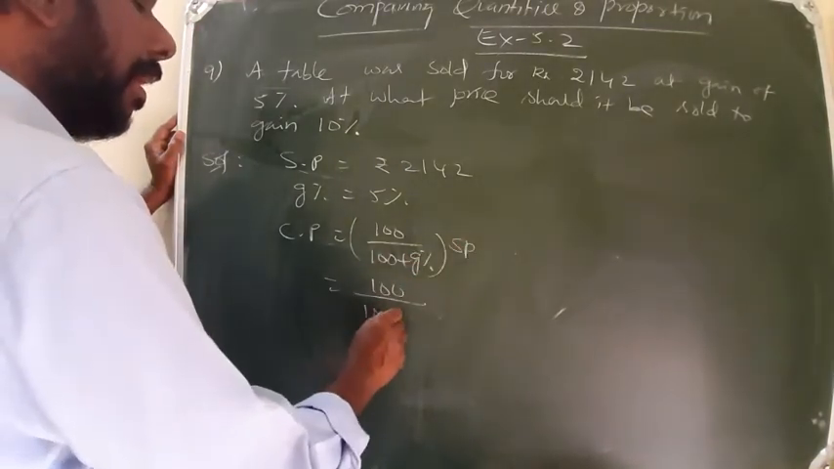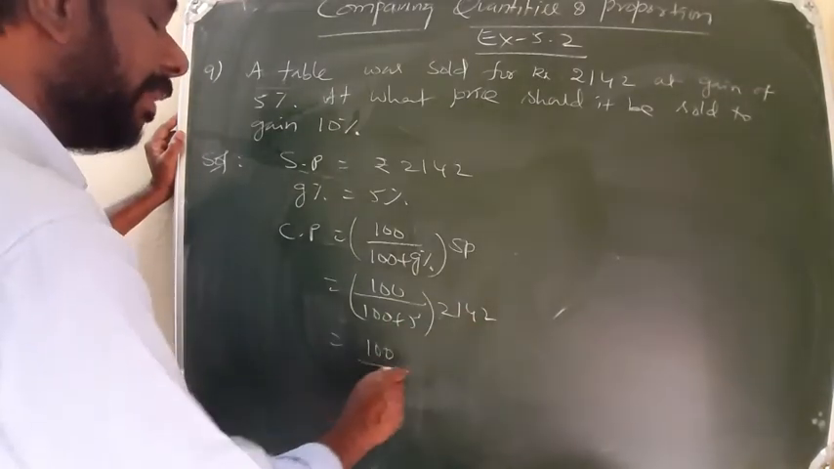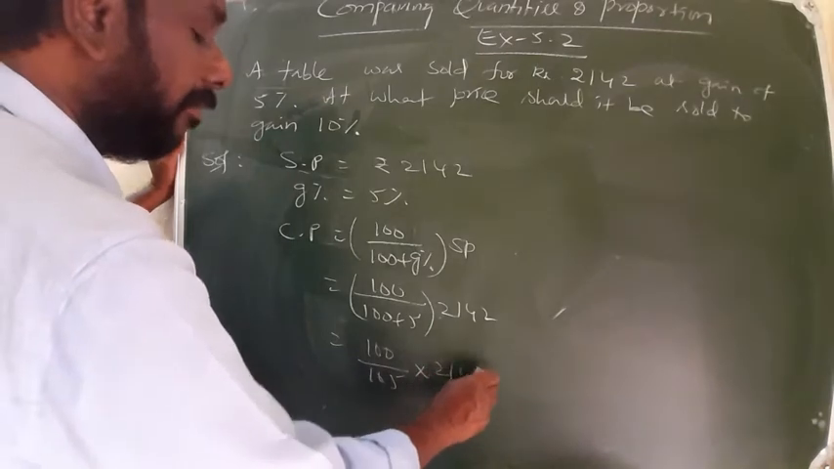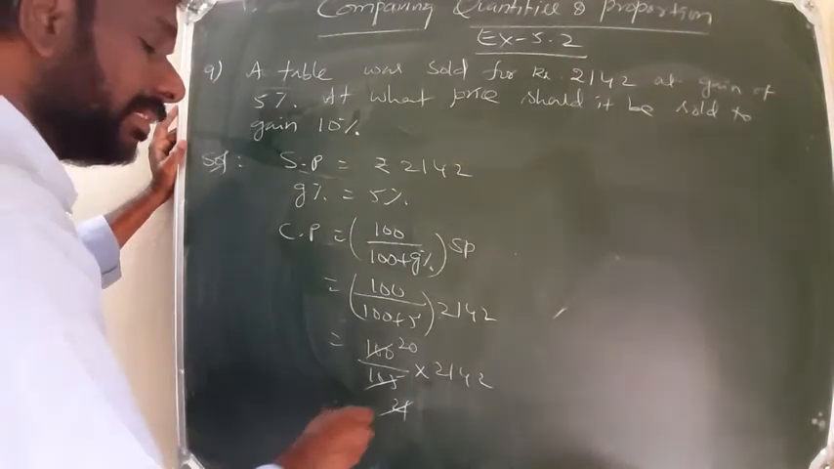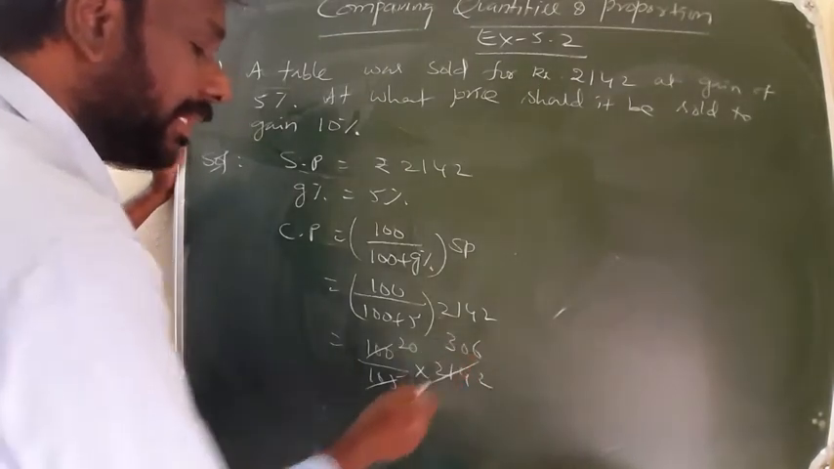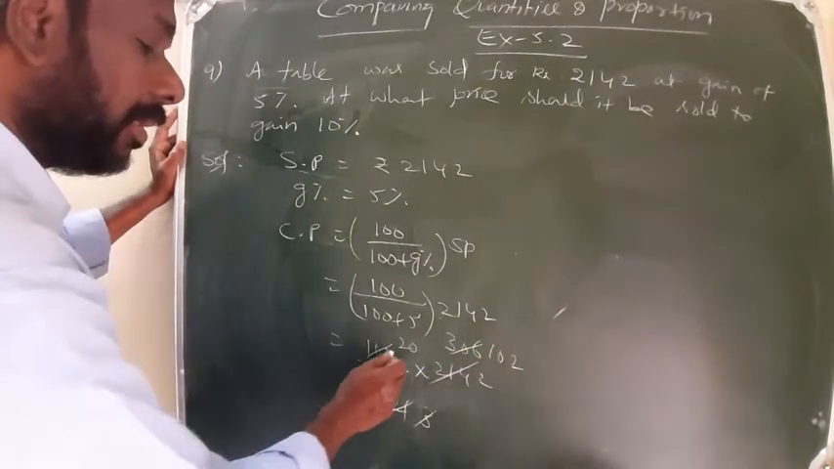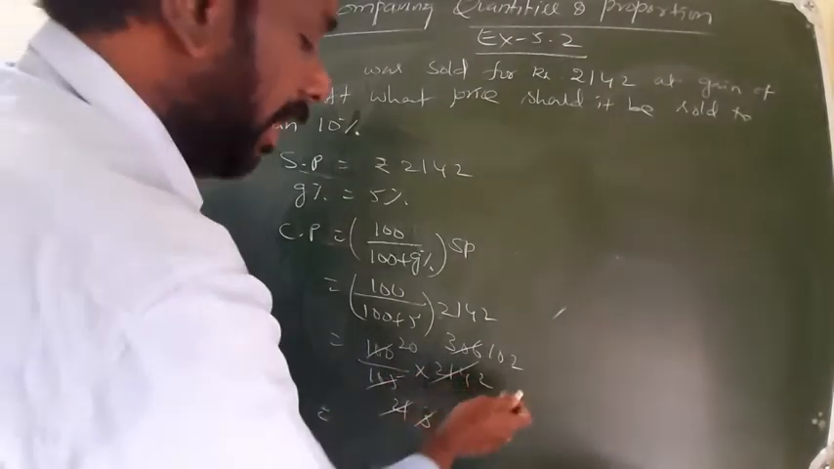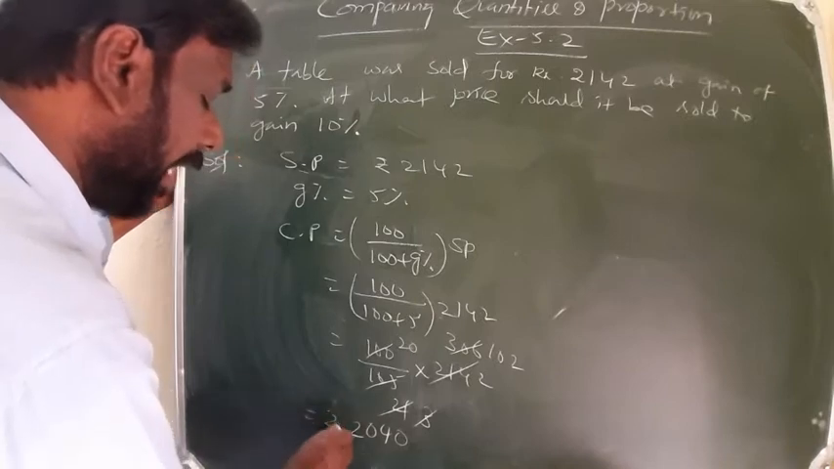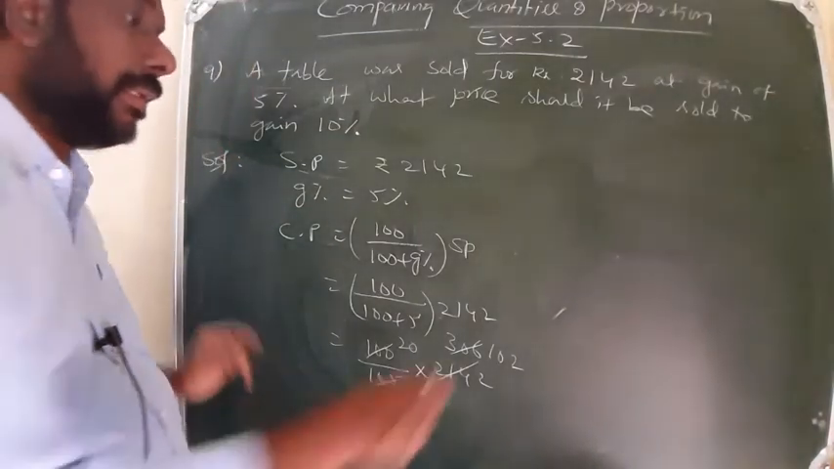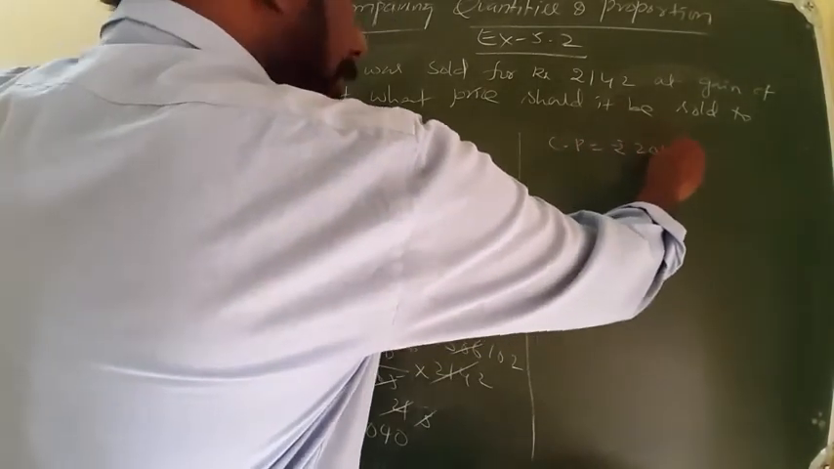100 by 100 plus 5 into 2142. 100 by 105 into 2142. So 5 table: 5 20s, 5 21s. 7 table: 7 3s, 21, 7 6s. 7 3s. Again this one 102 times. So multiply 20 into 102, that is 2040. So actual cost price is 2040. So now CP is given, rupees 2040.